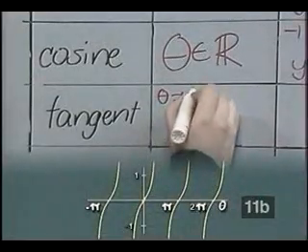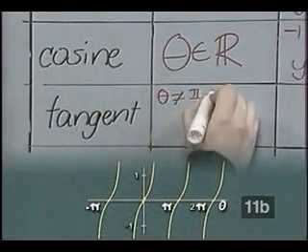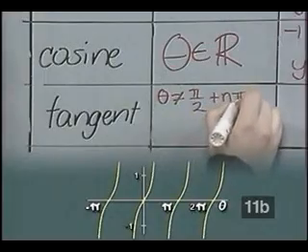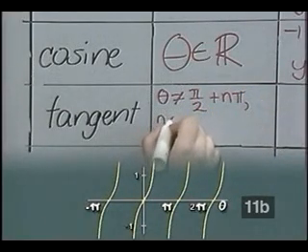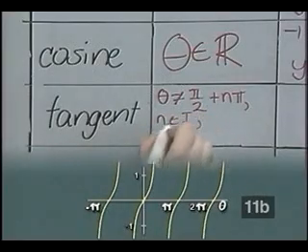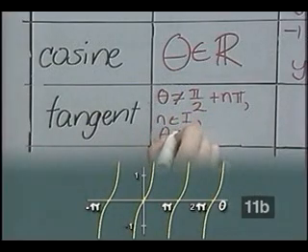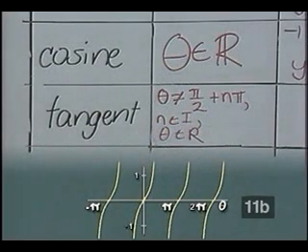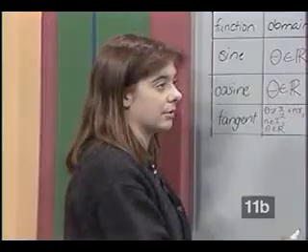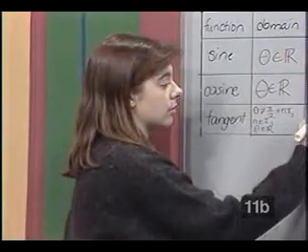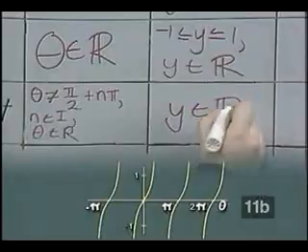So theta cannot equal pi over 2 plus n pi. And n is a member of the integers. Right. And other than that, theta is in the set of real numbers. Good. Okay, and the range for tangent is y can be anything in the set of real numbers. Right. So there is no maximum or minimum for the tangent function.